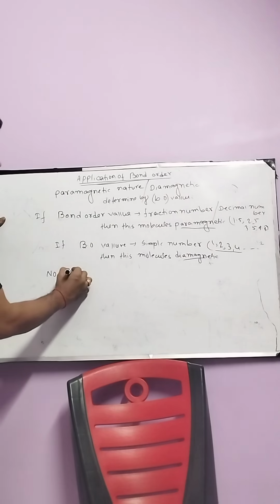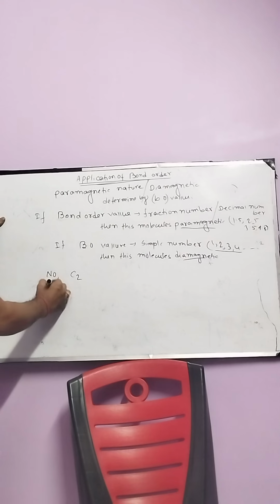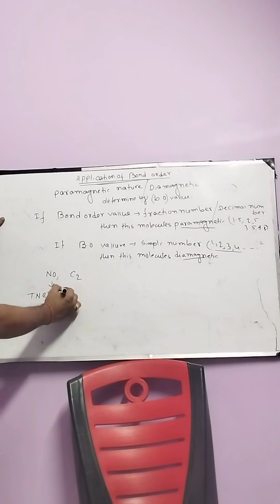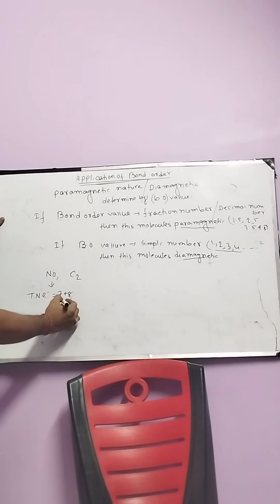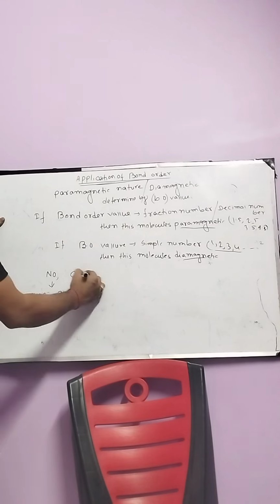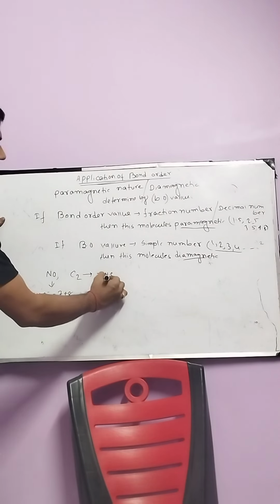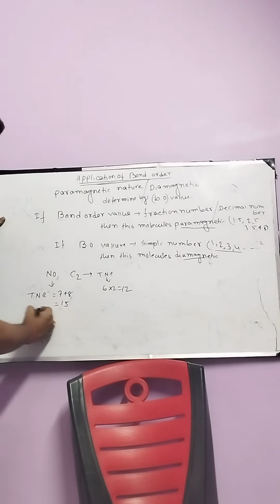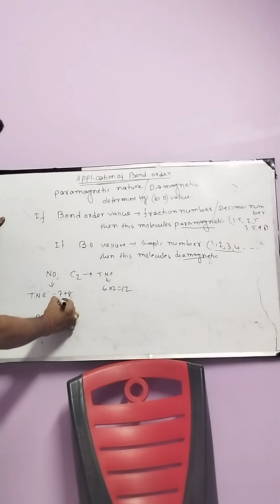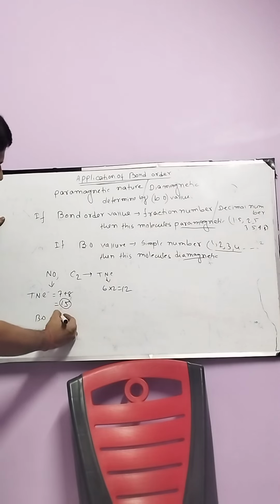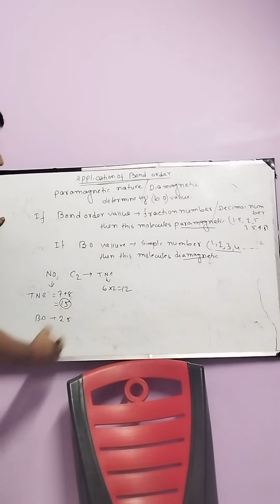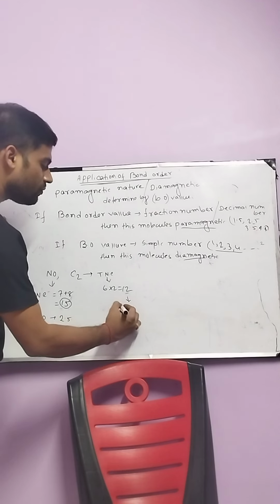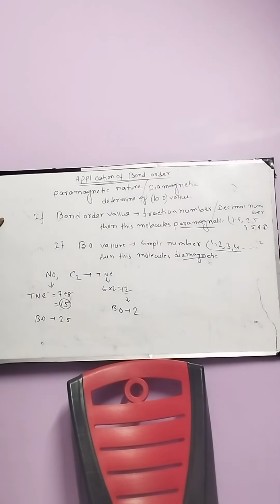NO and C2. First, step 1, the total number of electrons, TNE. Nitrogen 7, oxygen 8, total electrons 15. C2: carbon 6 into 2, 12. So for total number of electrons 15, the bond order is 2.5. If the total number of electrons is 12, the bond order is 2.